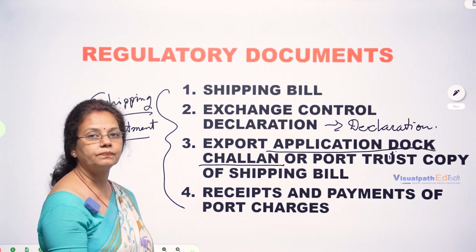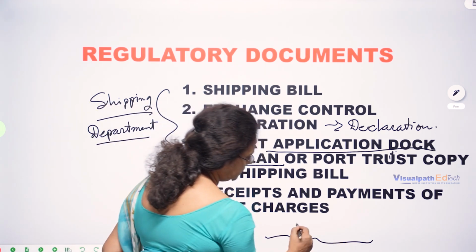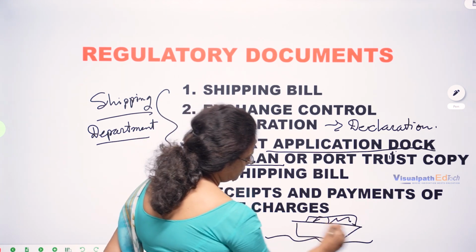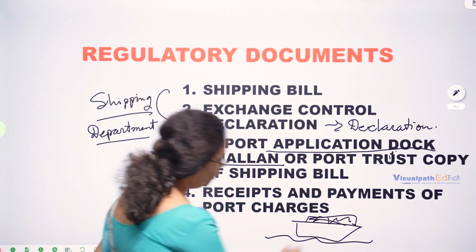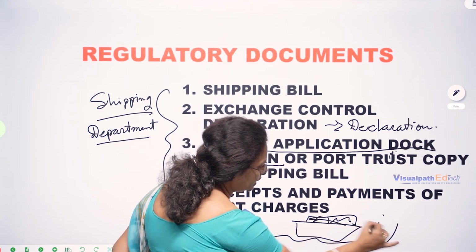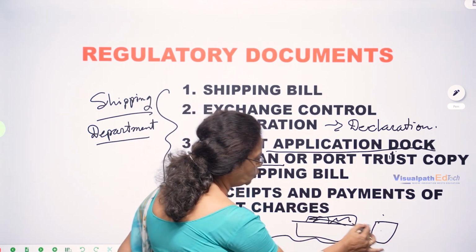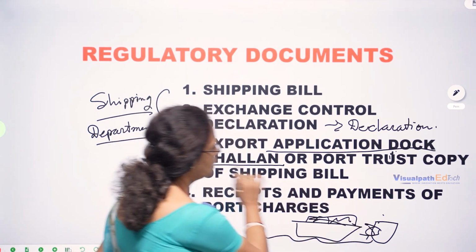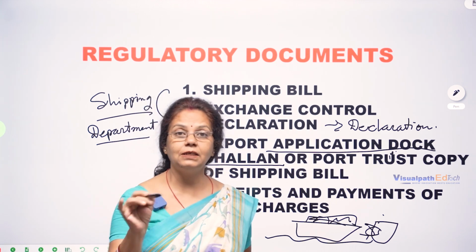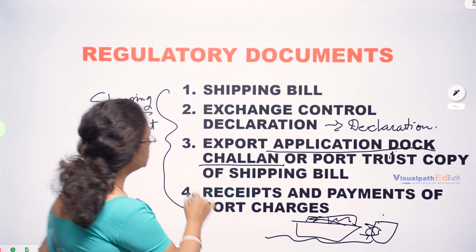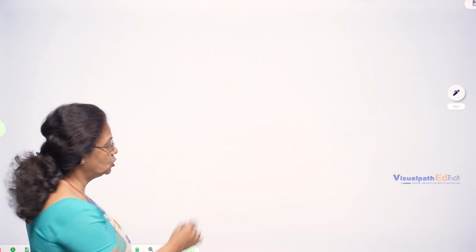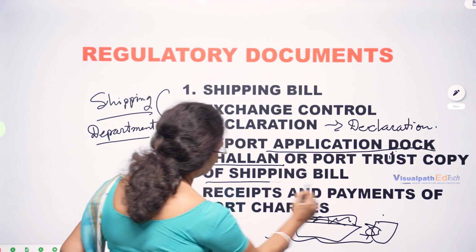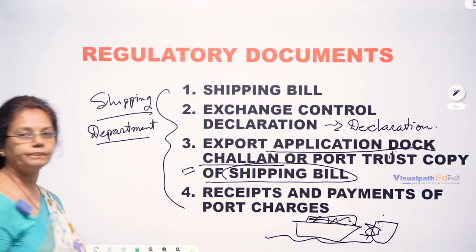There is a port. The ship is there, and they are loading our goods. So for this port, wherever the port is, we have to pay an amount of money, and a lot of formalities are there. These charges we have to enter in a challan, and that is also a document, which is known as the shipping bill.